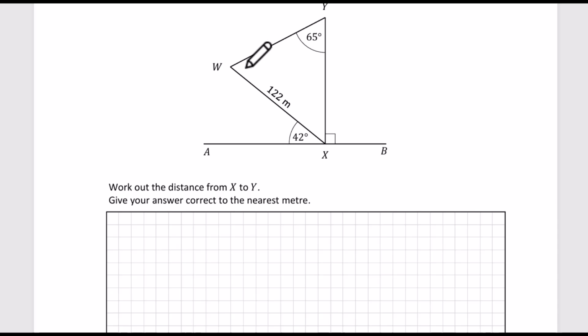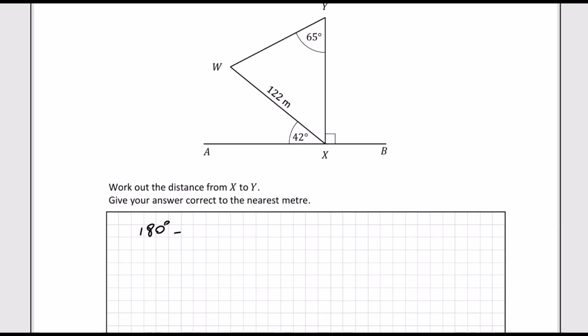So what we're going to do first is work out what size this angle here is. So in order to do that, we need this angle here. Now we have a straight line here. We know this is 90 degrees. We know this is 42. So to work out this angle, I'm going to subtract 42 and 90 from 180. That'll give me this angle here. So I'm going to write that down. So 180 degrees minus 42 degrees minus 90 degrees. When you do that, you get 48 degrees. So that's this angle here, 48 degrees.